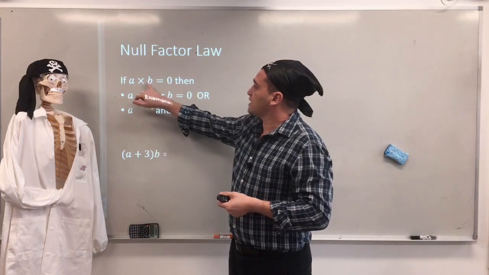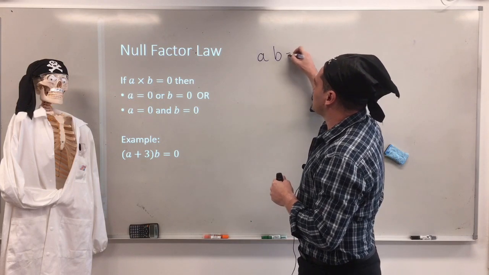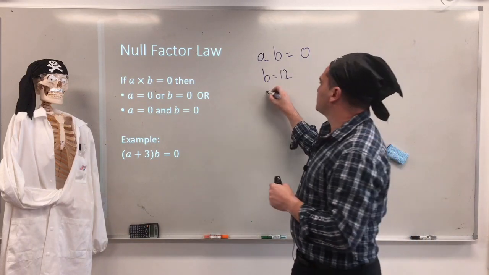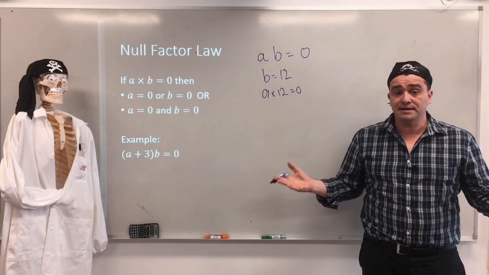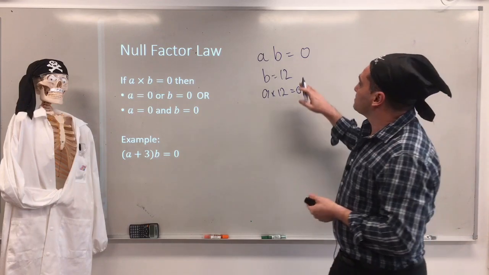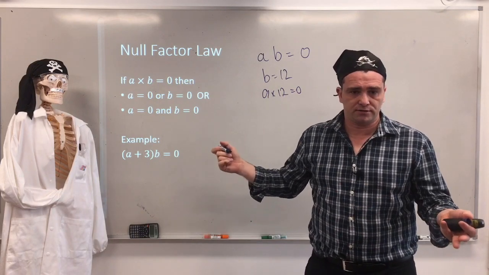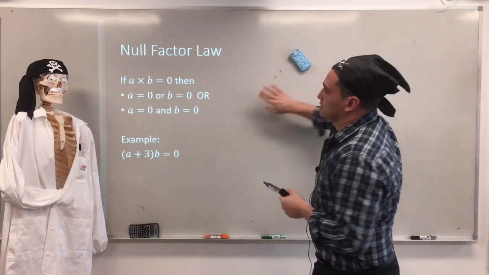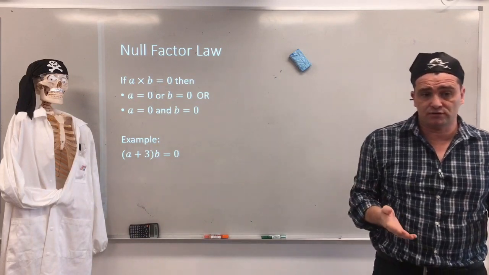So let's just say if A times B equals 0 and B equals 12, then A times 12 must equal 0. Therefore, A must be 0. There's no other option that's going to get us to a 0 answer. Conversely, if A was 23, then B must equal 0. So essentially, if two numbers multiply to 0, then one or both of those must be equal to 0.